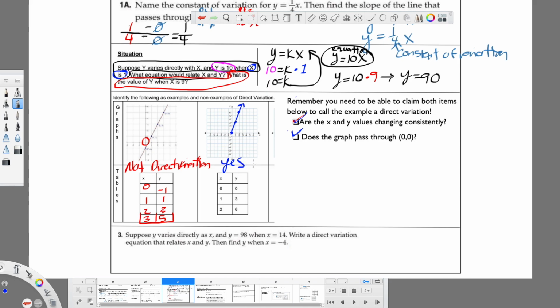Direct variation. On Alex, you might have to describe the reasons. So you might literally choose yes, it has a constant variation, or a constant rate of change, and then it passes through the center of the graph. You may have to select different options on there. You won't have to type anything in.